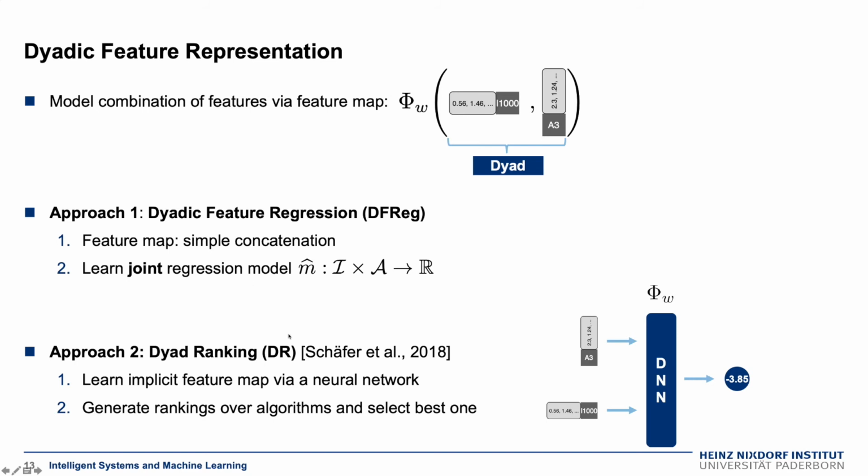The other approach that we suggest is to learn this feature map implicitly via a neural network by basically feeding these in the form of a simple concatenation in, and then let the neural network decide on how it wants to combine the features essentially during the training process. And we also suggest another kind of model, just for illustrative purposes. We don't do a regression model here, but we actually use a ranking model that's then able to generate rankings over algorithms, and then we just pick the best one that's suggested by the ranking when we have a new instance.